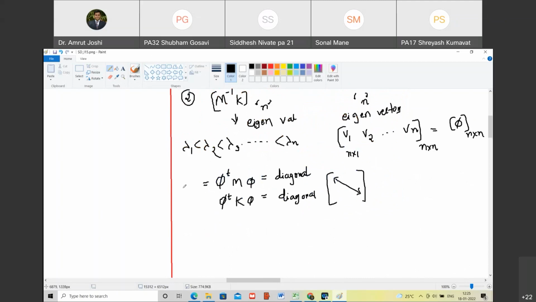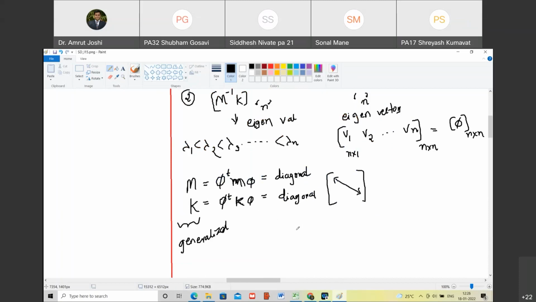Phi transpose m phi: m was already diagonal, but phi transpose m phi is also diagonal. This matrix we call the generalized mass matrix, denoted by capital M. This is small k. This matrix we call the generalized stiffness matrix. Are you with me? Yes, sir.